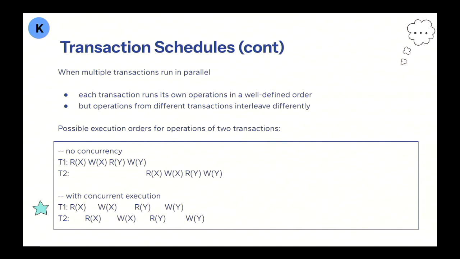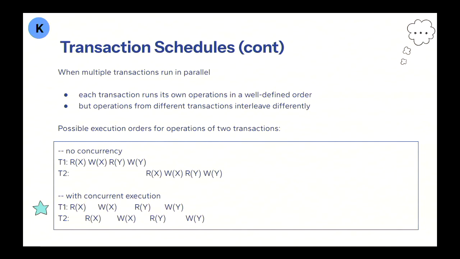As we just discussed, databases could have multiple users, and these users could use the database at the same time. So they could provide transactions for the DBMS to deal with at the same time. When multiple transactions run in parallel, they should run their own operations in a well-defined order.